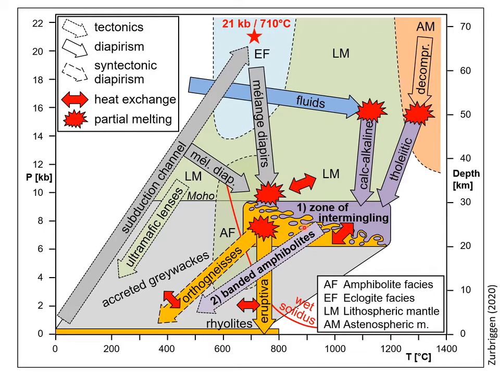And if we calculate how much greywacke we have to melt to produce the entire volume of orthogneisses, we must assume that about the lowermost 6 kilometers of the accreted greywacke must melt completely. So we need a lot of basalts, about the same amount of basalts we need to melt a similar amount of greywacke.